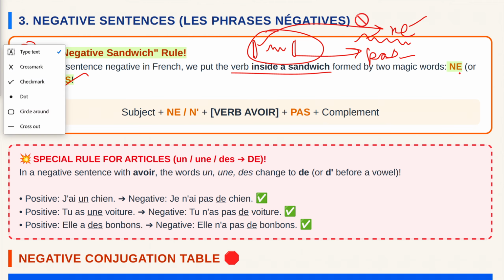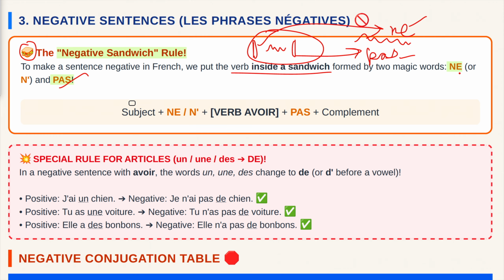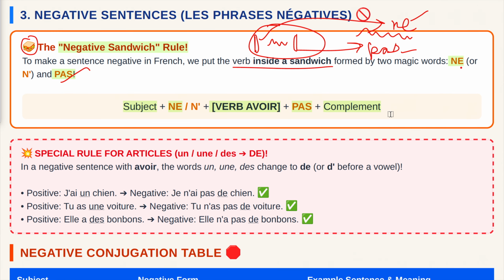So the structure is: your subject, then ne, this is one slice of the sandwich, and pas, this is another slice, and something in between, it is the verb avoir, plus whatever the object is, or the complement form.